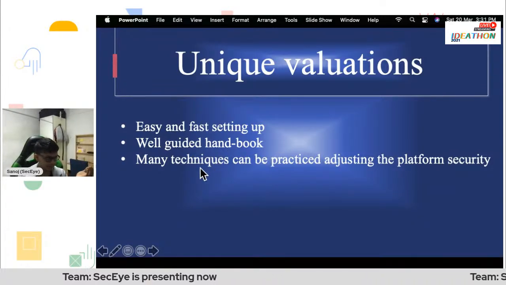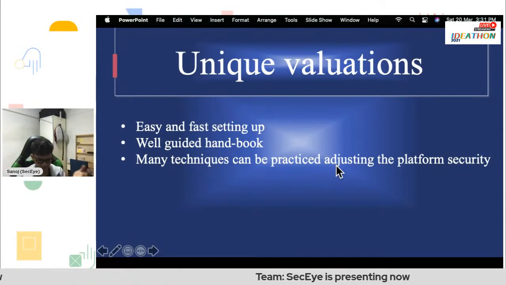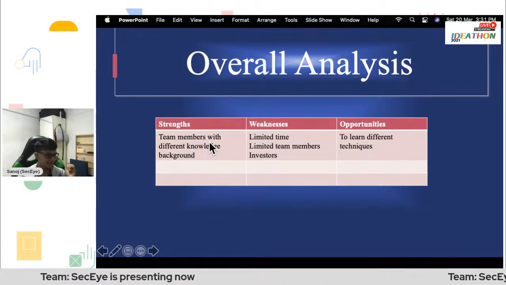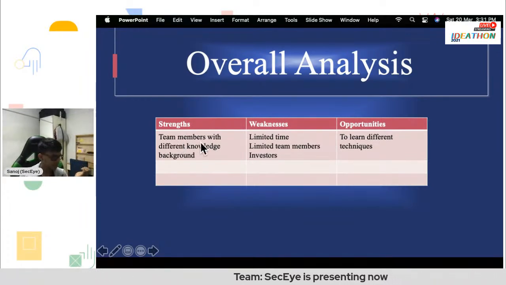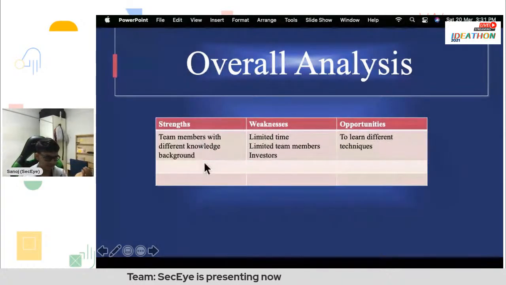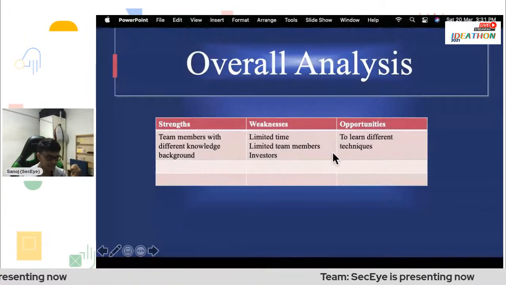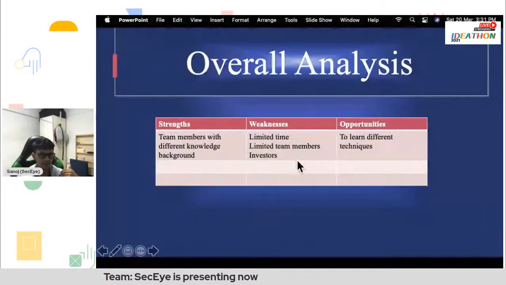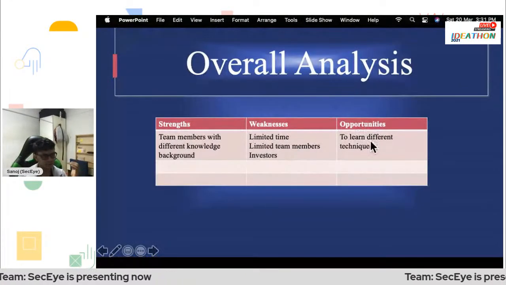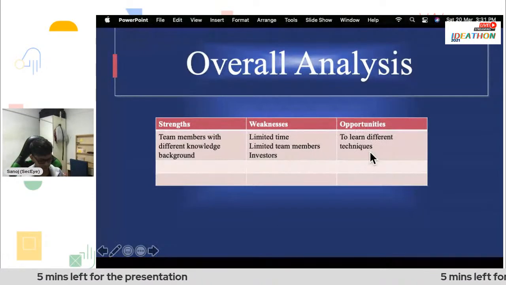A well-guided handbook will be provided, and many techniques can be practiced, adjusting their levels of security and the techniques they're using. Now the SWOT analysis. The strengths are our team members with different knowledge and backgrounds. Weaknesses are limited time and limited team members. We need more people investing their time, and also investors, which is the main thing we need because we are selling our product. Opportunities: learning different techniques is really an opportunity to learn.